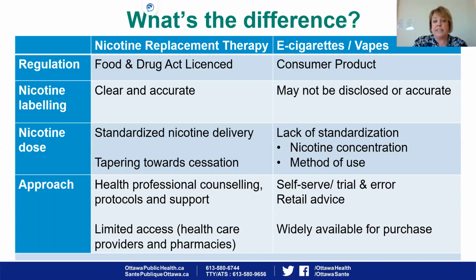Whereas with e-cigarettes, it's a self-serve sort of trial and error, and you're often getting advice from retailers on how to use the product. With nicotine replacement therapy, it's limited access, so it's only available by your healthcare provider or in a pharmacy. Whereas with vaping products, they're available everywhere for purchase.